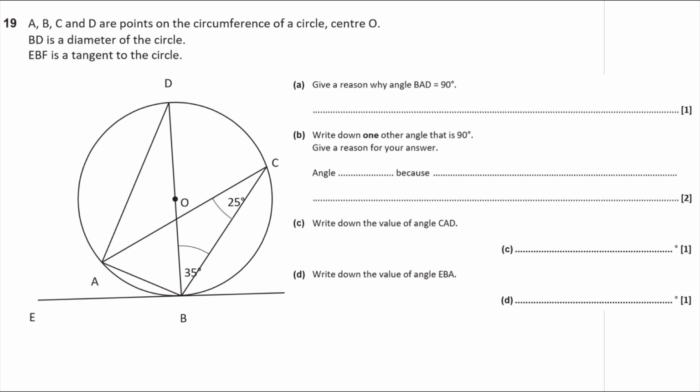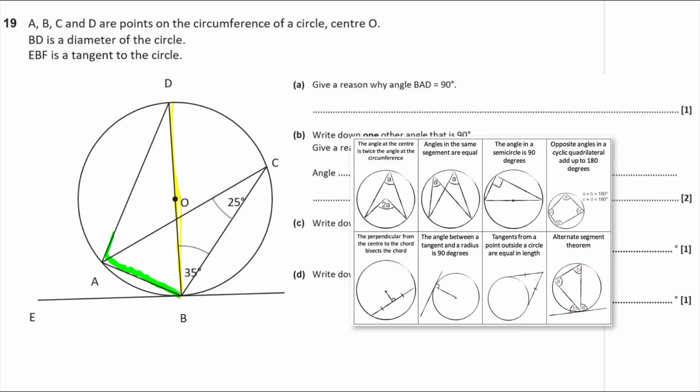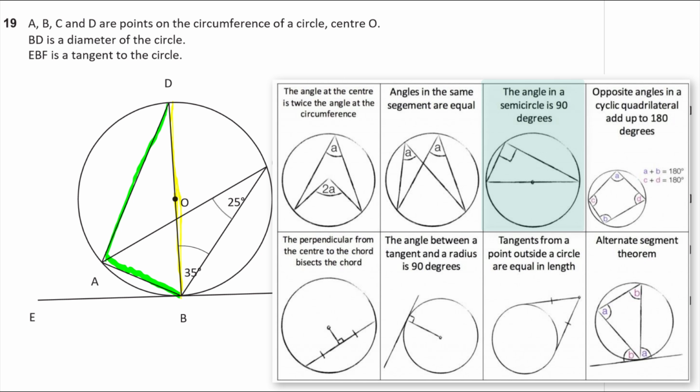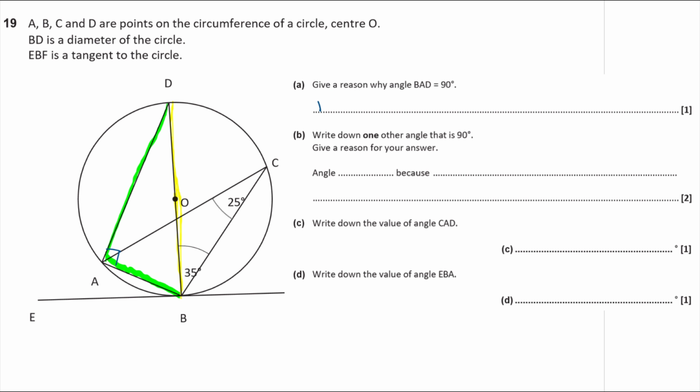Well, BAD is an angle subtended off the diameter, isn't it? BD is the diameter, and we're subtending this angle off of it. So we've got the circle theorem: the angle in the semicircle is 90 degrees, so that one over there must be 90 degrees. Okay? The reason, so give a reason why angle BAD is 90. I can say that BD is the diameter.